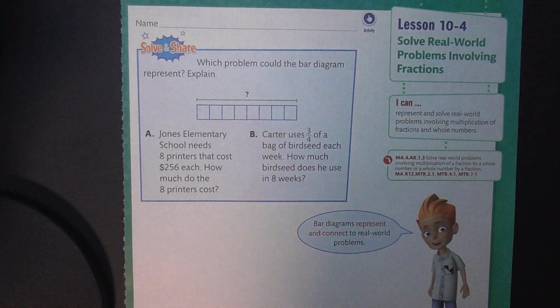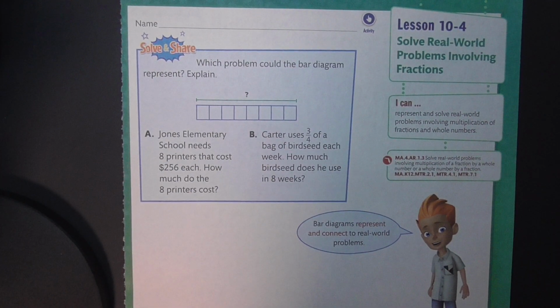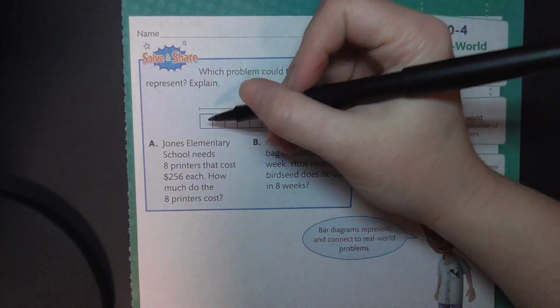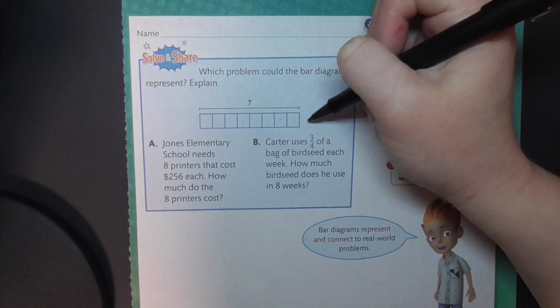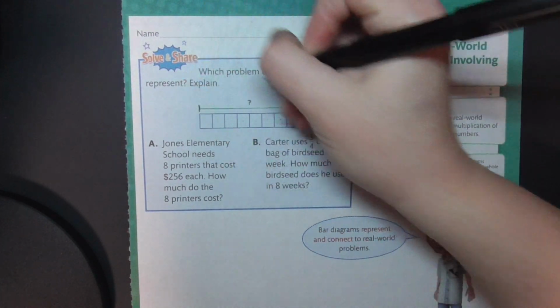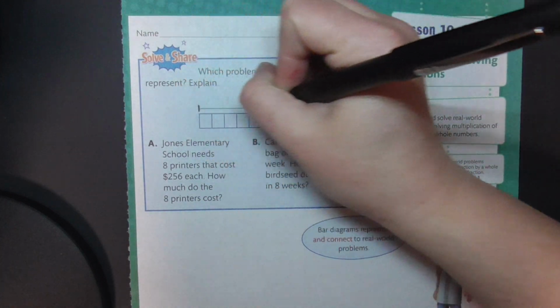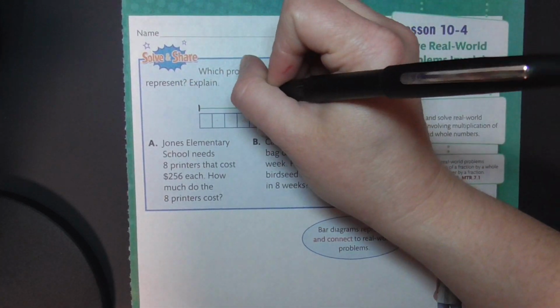So which problem could the bar diagram represent? Explain. So we're looking at this, and we have 1, 2, 3, 4, 5, 6, 7, 8 parts, and this is representing all 8 parts equal a number.